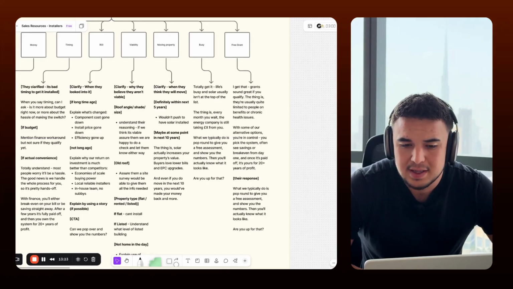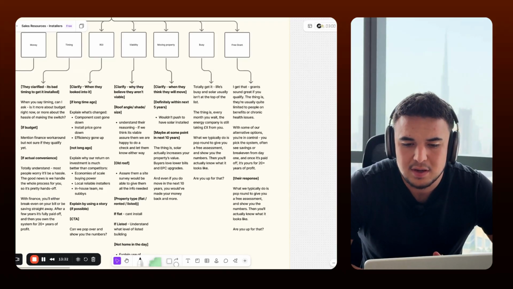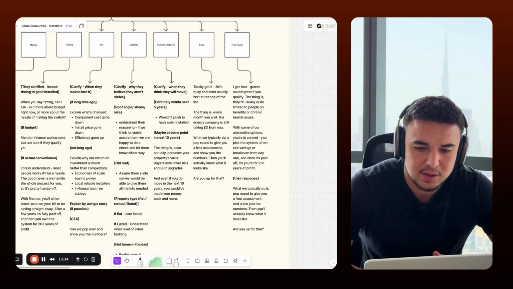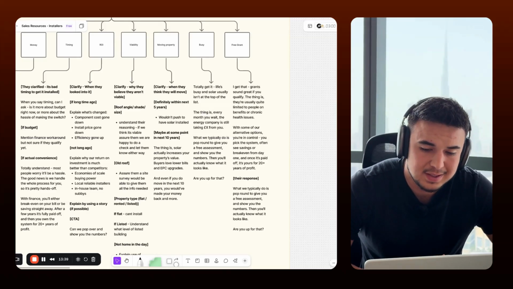So the way that I'd open it is I'd say, I get it, grants sound great if you can qualify. The thing is, they're usually quite limited to people on benefits or chronic health issues. With some of our alternative options, you're in control, you pick the system, often see savings or break even from day one, and once it's paid off, it's yours for 20 plus years of profit.